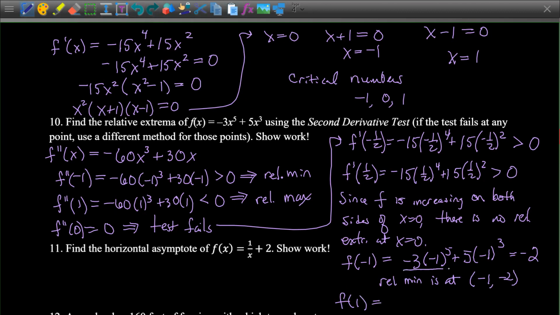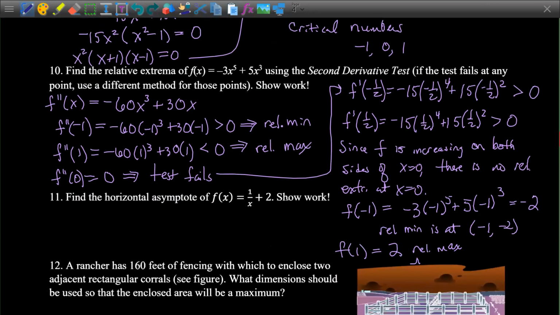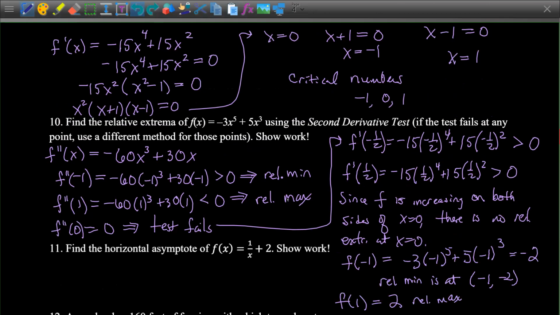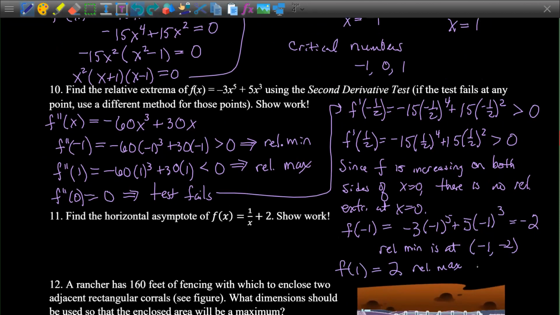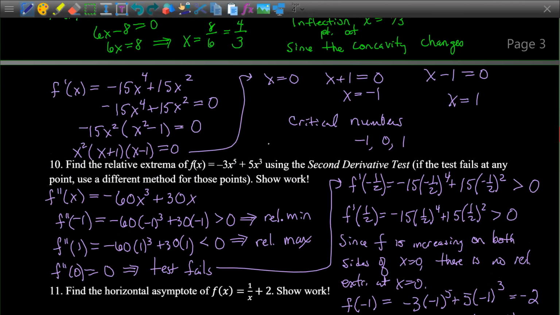And f of 1 then, let's see, so we'll have a -3. So this is going to be a +2. This is our relative max. Technically, that's what answers the question. That is the max, the relative max. And it is at the point 1, 2.